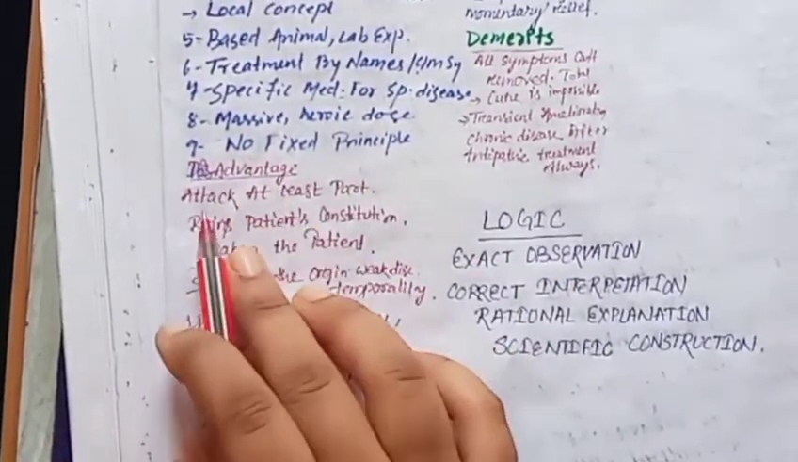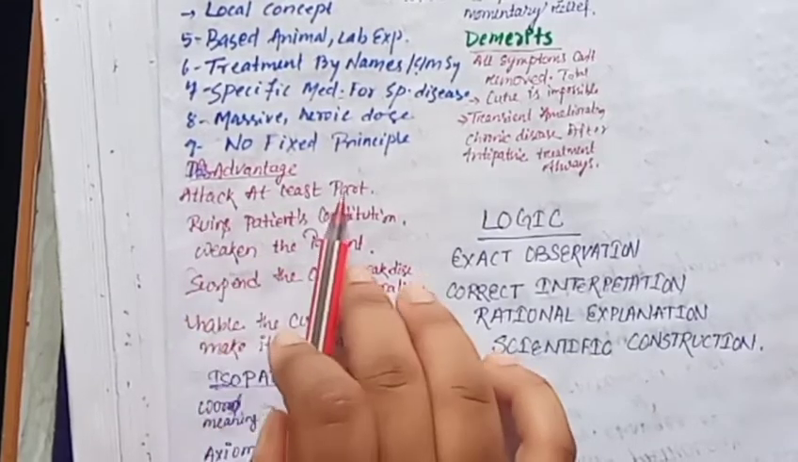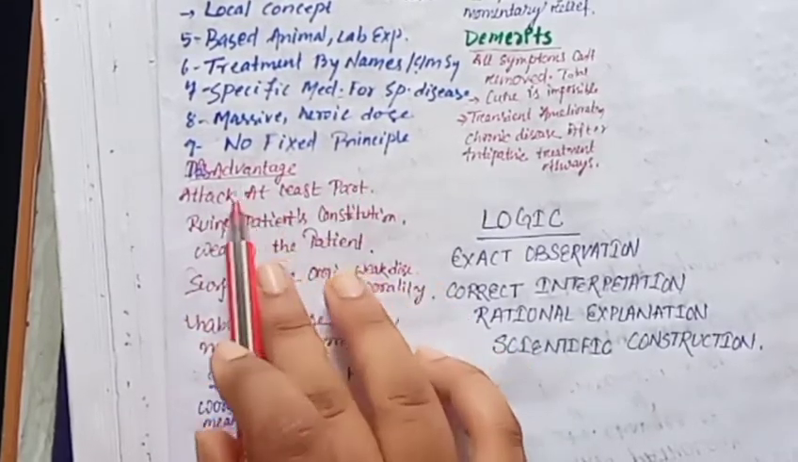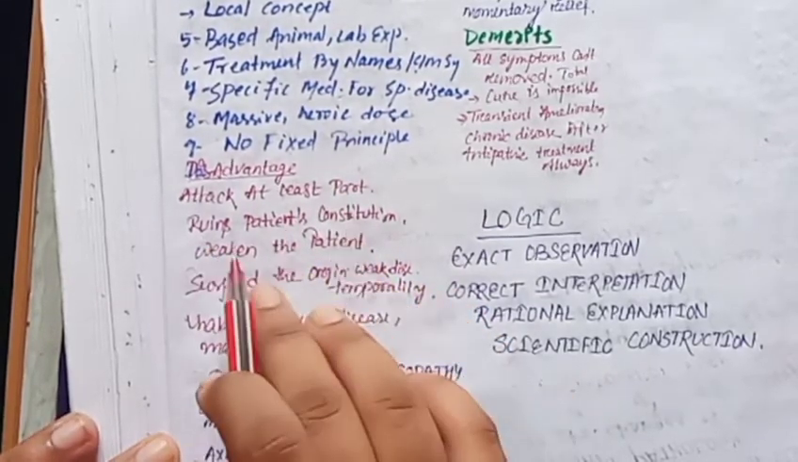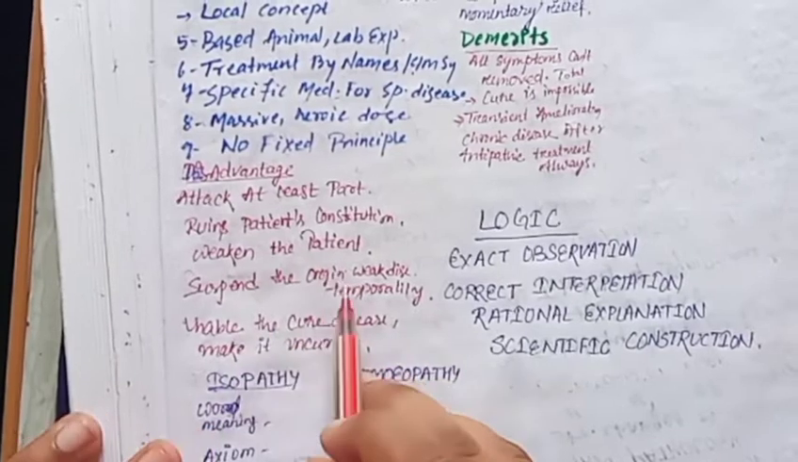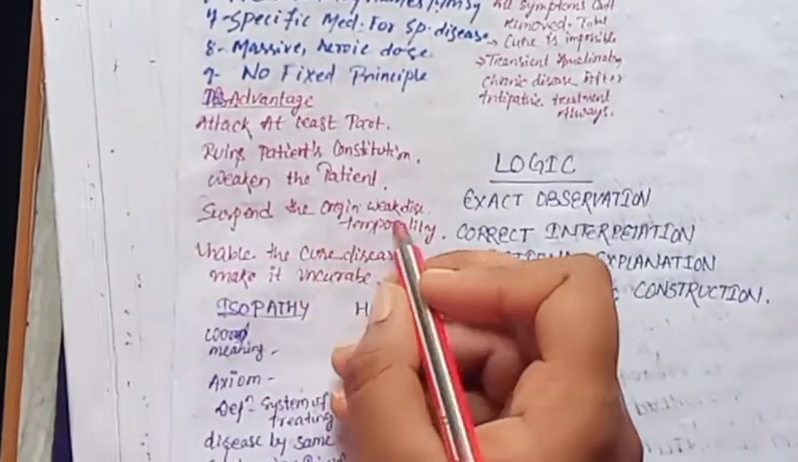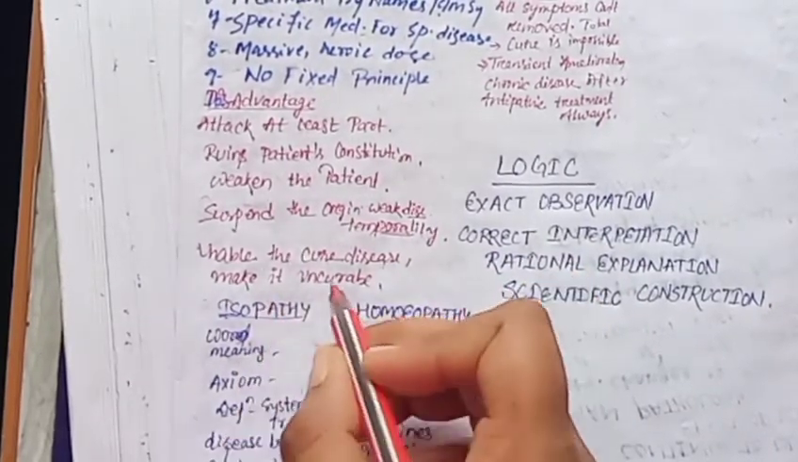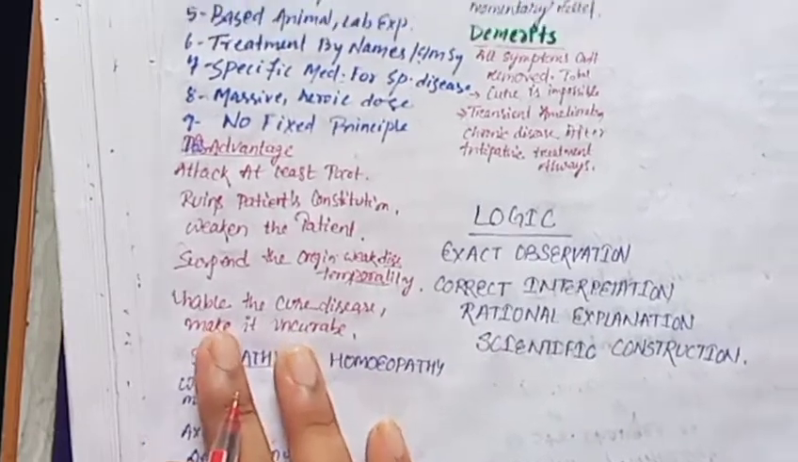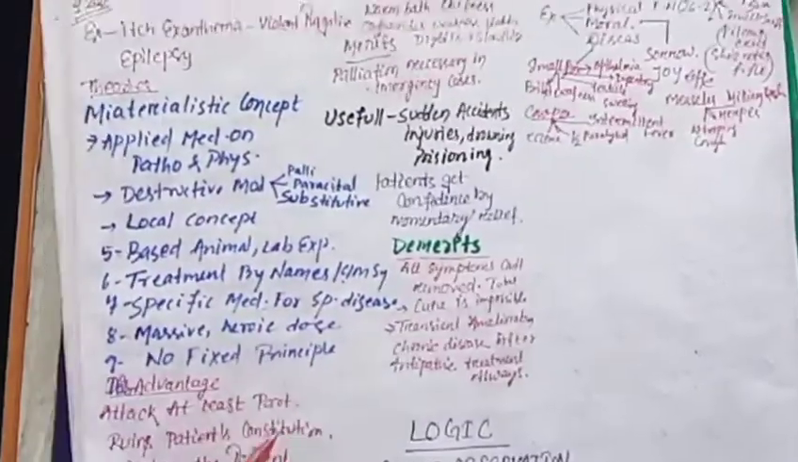What is the disadvantage? The disadvantage is that it acts only on the disease part, ruins the patient's constitution, weakens the patient, and suspends the origin of a weak disease. So the origin of the disease is only temporarily arrested, it is unable to cure the disease, and it makes the disease more incurable. Then we go towards antipathy.